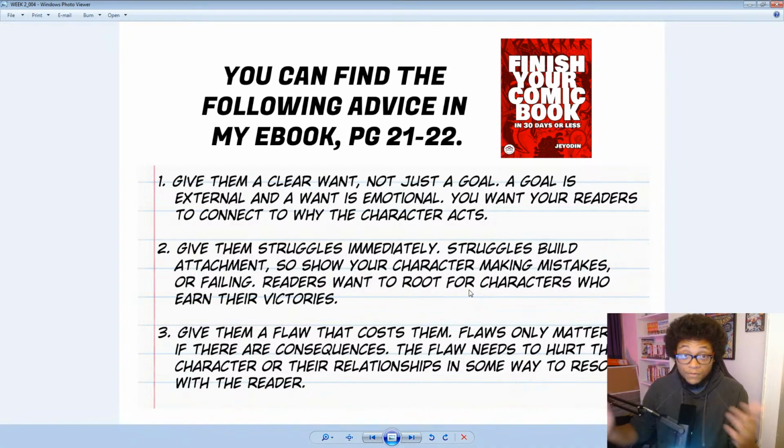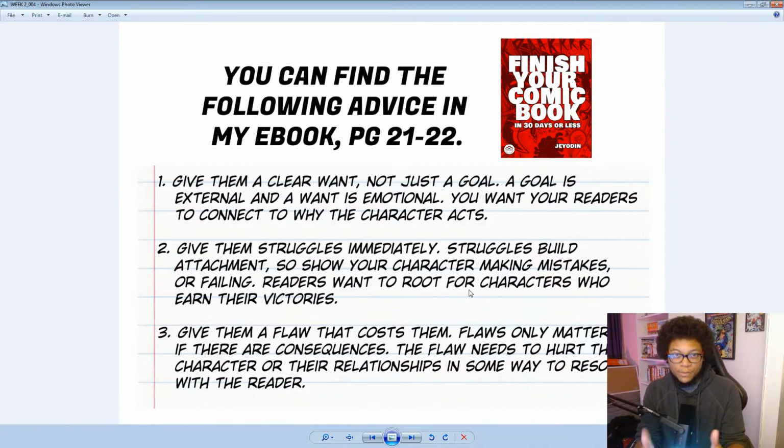So one of them is you give them a clear want, not just a goal, because a goal is external and a want is emotional. You want your readers to connect to why the character is acting. So, for instance, Naruto. I think I said this inside of one of my shorts a few months ago. Naruto wants to become the Hokage. That's his goal. But why does he want to become the Hokage? The reason is that he wants to be recognized by his village. So that's the want behind the actual goal.